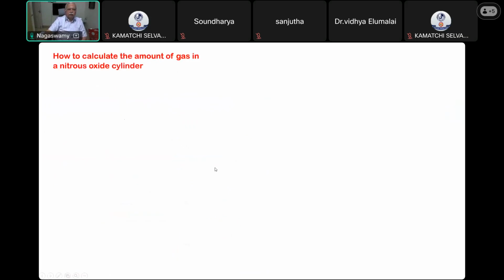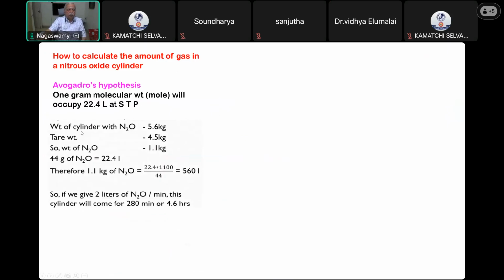How to calculate the amount of gas in a nitrous oxide cylinder? Using Avogadro's hypothesis. So what is Avogadro's hypothesis? One gram molecular weight of a substance will occupy 22.4 liters at standard temperature and pressure. So if the empty weight of the nitrous oxide cylinder is 4.5 and the full weight is 5.6, then the weight of nitrous oxide in the cylinder is 1.1.